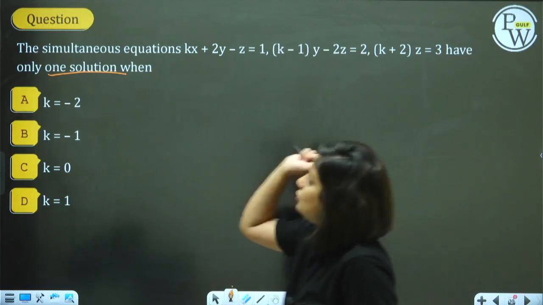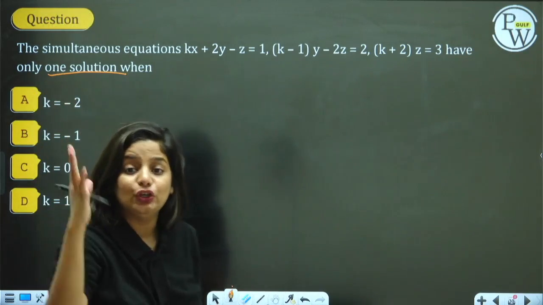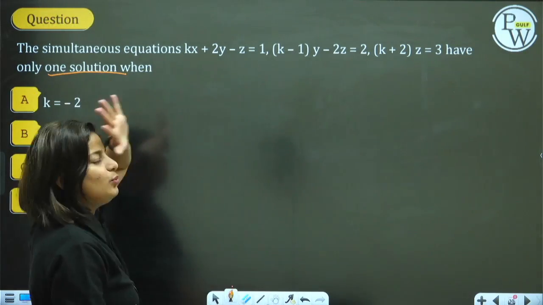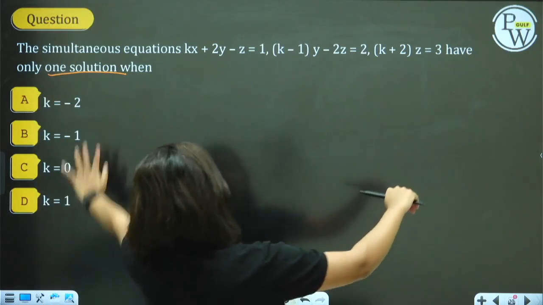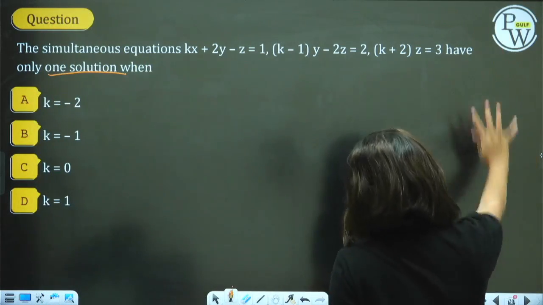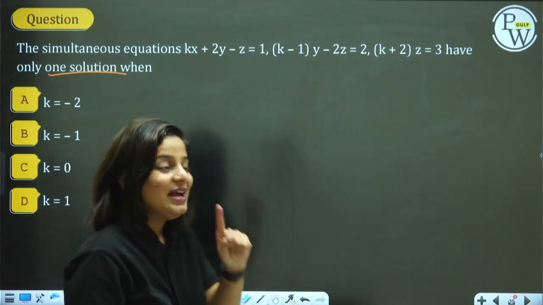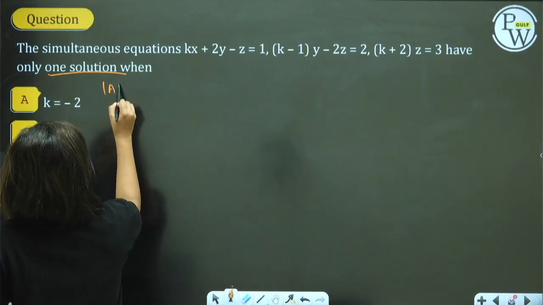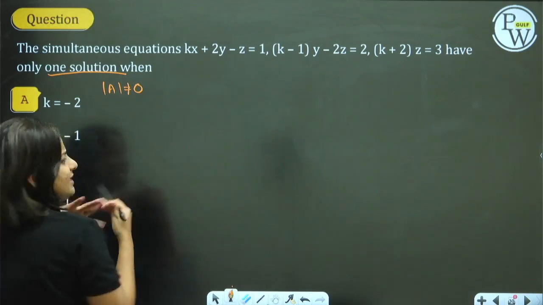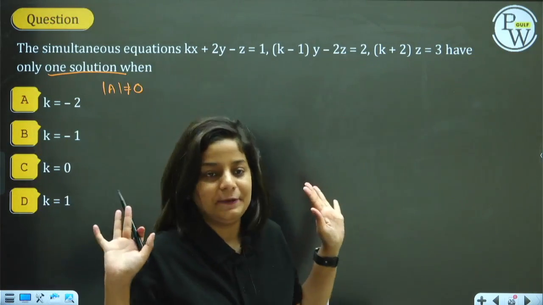Now because it has only one solution, that means it is unique. And when it is unique, remember that chart, the first thing was unique, infinite, trivial, no. Unique meant numerator, denominator both non-zero. That means determinant should not be 0. That is for sure what we know about unique.